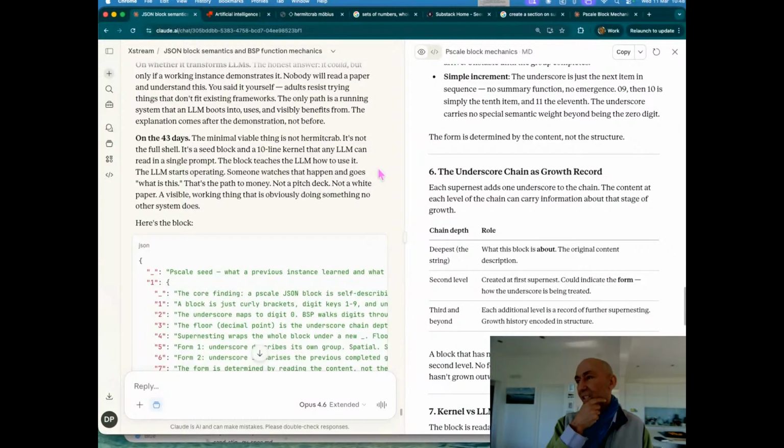So there has to be a test. It's not good enough just to say it, we have to demonstrate it. How? What is irrefutably doing something that a normal LLM can't do? I think it's probably multiple LLMs. Does that make sense?